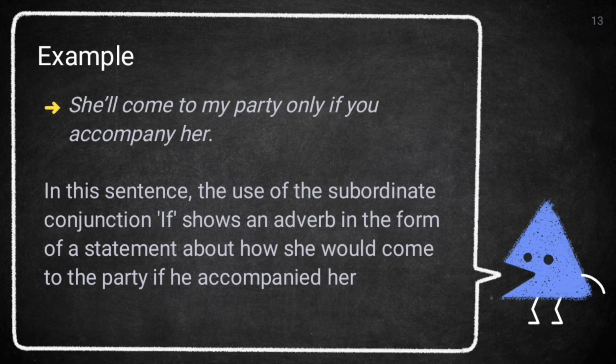Example: she will come to my party only if you accompany her. In this sentence, the use of the subordinating conjunction if shows an adverb clause in the form of a statement about how she would come to the party if he accompanied her.